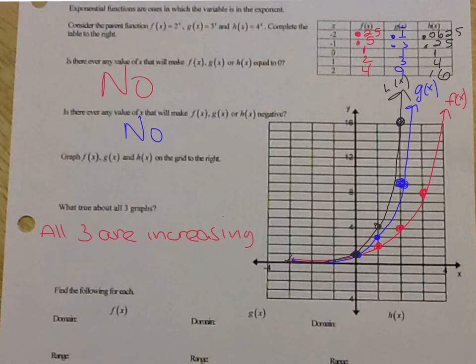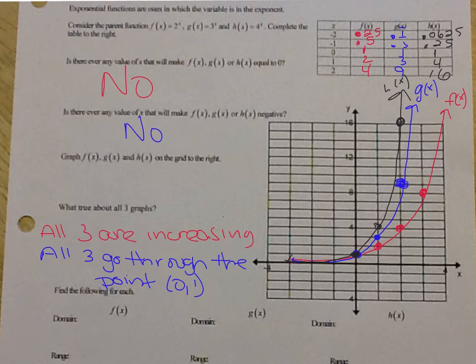Right? Another one would be they all go through the point (0, 1). Okay? So let's now, down at the bottom, we have to find the domain, the range, the asymptote. Now, we didn't talk about asymptote, so we'll talk about that in a minute. And what's increasing, decreasing, and what effect does it have when we change the base.